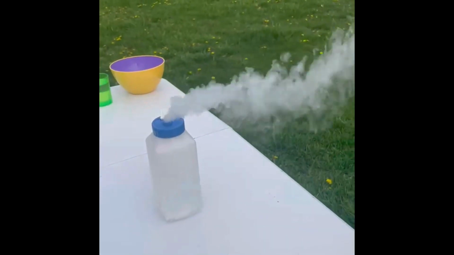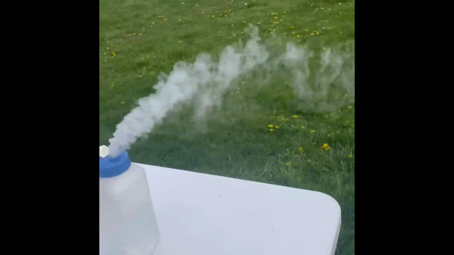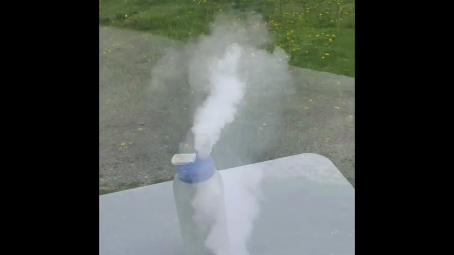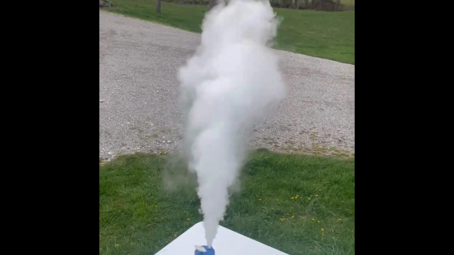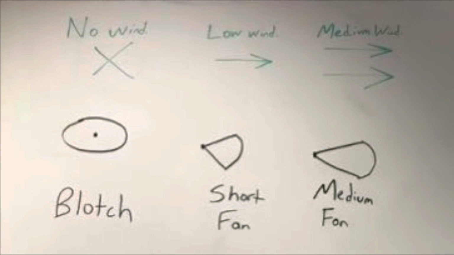In this example, we can clearly see that a fan would form. In the next case, an even larger, longer fan would form. In this case, there is very little wind movement. A blotch is likely to form. Though it was drawn earlier, the blotch was not mentioned until now.